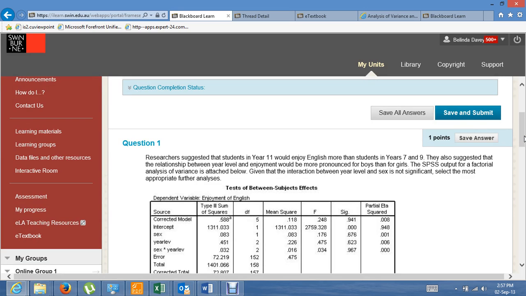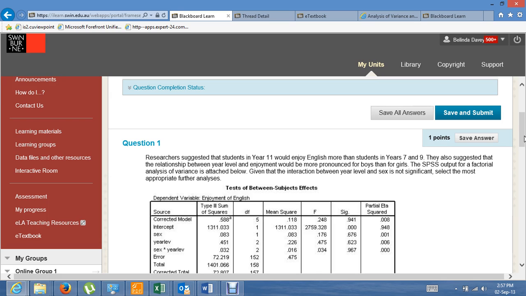So we've got enjoyment of English, and we've got an IV of year level. We've got a specific hypothesis because we want to compare enjoyment of English for year 7s to year 9s, year 11s to year 7, and year 11 to year 9. They also suggested that the relationship between year level and enjoyment would be more pronounced for boys than for girls. So that's an interaction hypothesis.